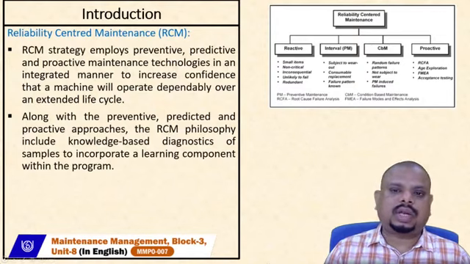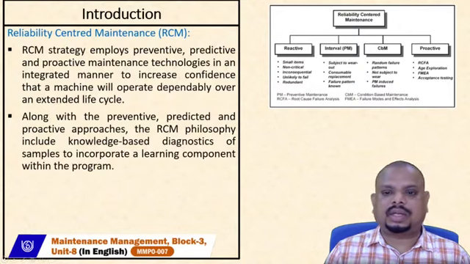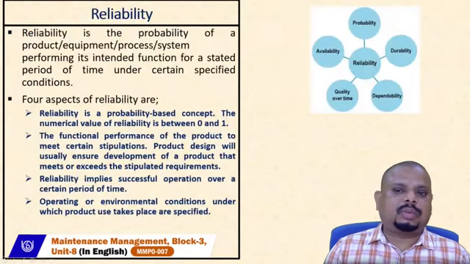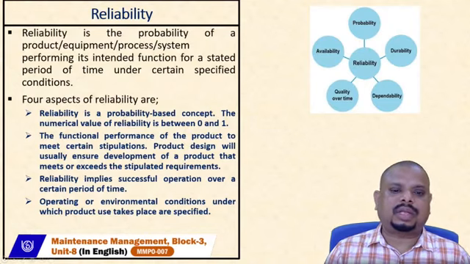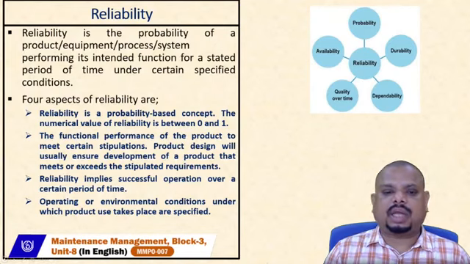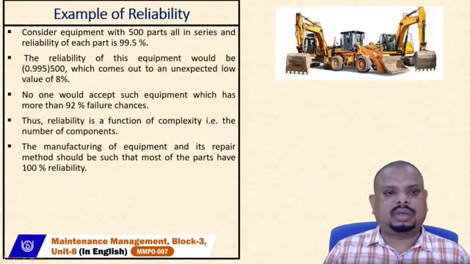We have also understood the different classifications of reliability centered maintenance, such as reactive, that is preventive maintenance. The next is condition-based maintenance, and the last one is proactive maintenance. The next important part is to understand reliability: how reliability focuses on a probability-based concept, increases the durability of machines, increases dependability, reduces downtime, improves quality over time, and finally the availability of machines.